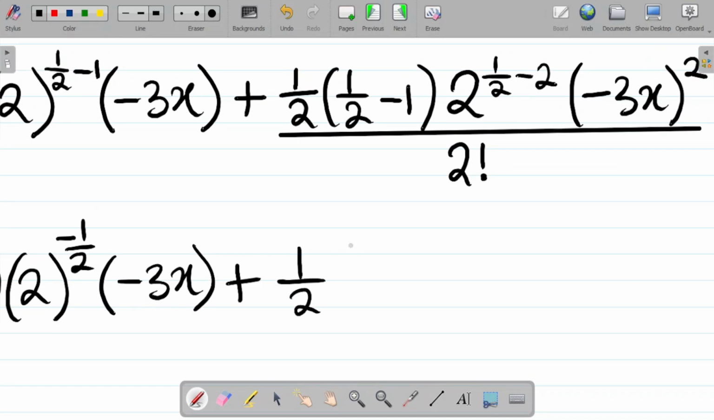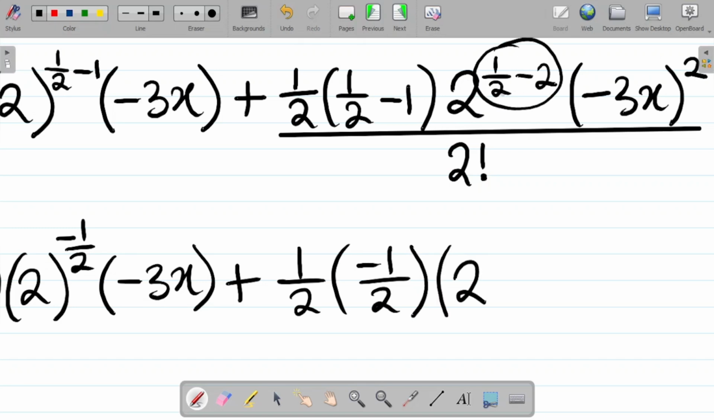So I have plus there, 1 over 2 into half minus 1. That's 1 over 2 minus 1 gives you minus 1 over 2, minus 1 all over 2. Into the next we have this one here, 2. Let me put this in brackets. So 2 into half minus 2. So 1 over 2 minus 2. If you punch 1 over 2 minus 2, what you get there is minus 3 over 2, that's minus 3 all over 2.